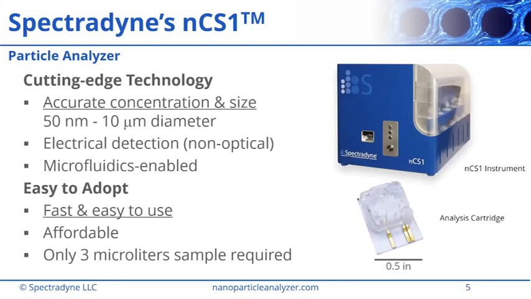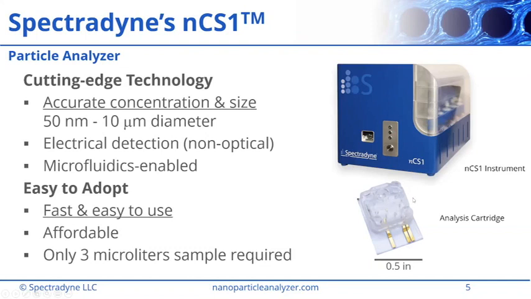So Spectradyne's technology allows for that kind of control on concentration. And so let me tell you a little bit about that for a second. This is our product here. It's called the NCS1. It's a benchtop instrument. It's about a foot wide, so it's pretty small on the benchtop. This is new technology, and it delivers accurate concentration and particle size starting at about 50 nanometers diameter on the small end and going up as big as 10 microns in diameter on the upper end. Importantly, this technology uses electrical detection means, so it's not an optical technique. That's very important for delivering the accuracy that it does.